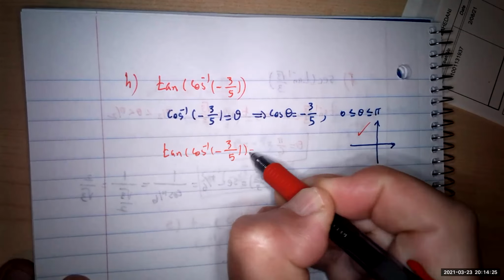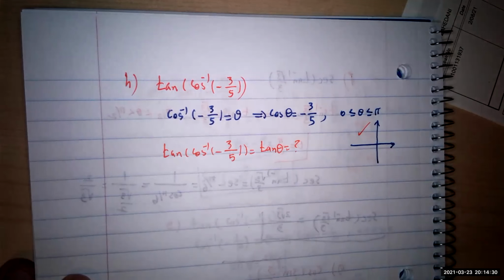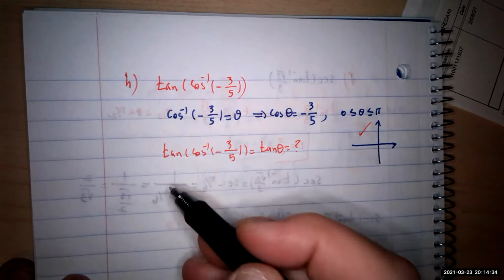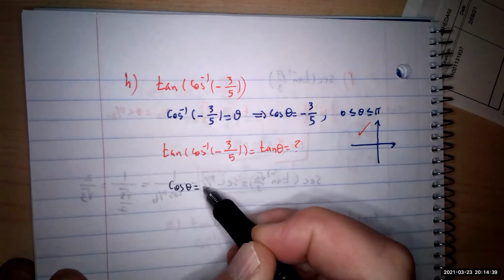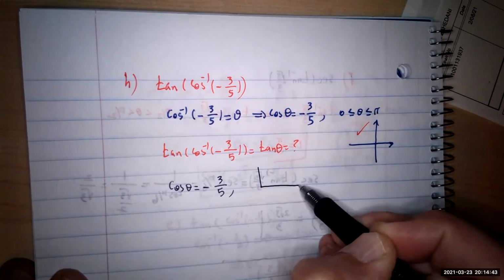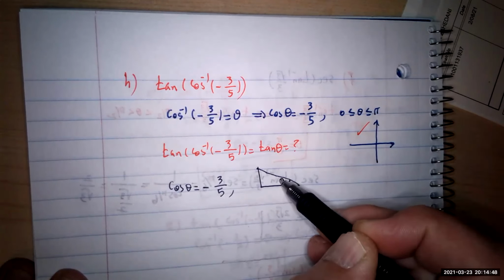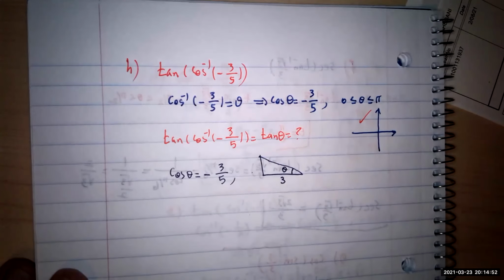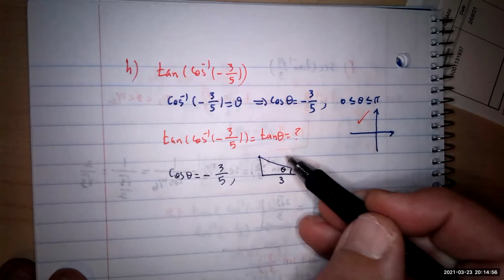So this means we are interested in the tangent of theta. We have to take the right triangle. So this is it. The cosine of theta is equal to negative 3/5. So we have this right triangle. This is going to be your theta. It's going to be adjacent. You can write 3 or negative 3, doesn't matter, because you know that you are in the second quadrant. And this is going to be 3.